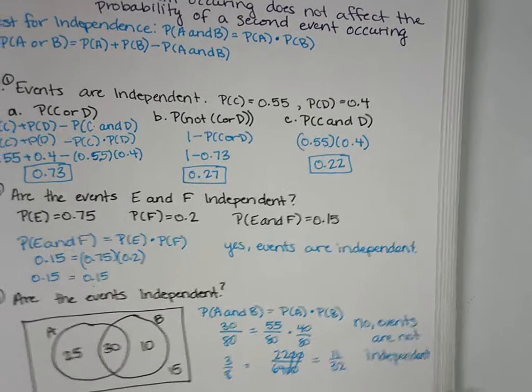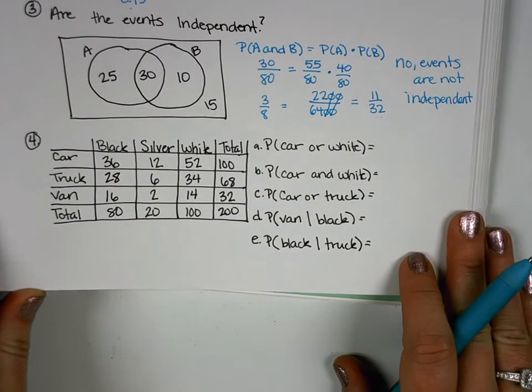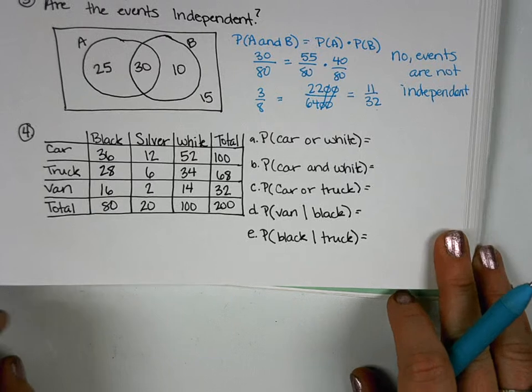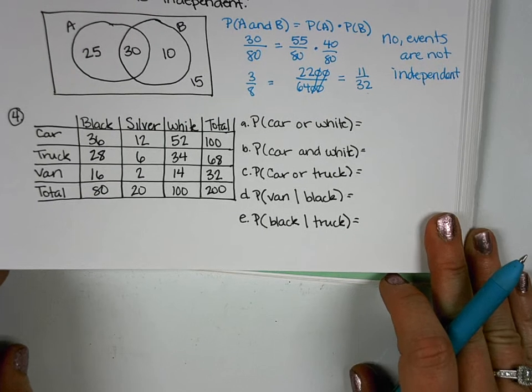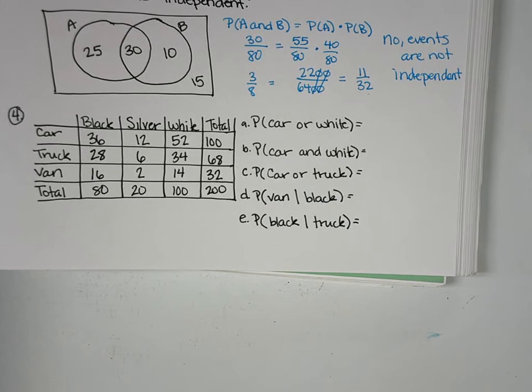Okay, last example. And this last one is what you're going to be doing a lot of when it comes to independence. Do you guys all know how to read a table? Okay. So we're just going to practice reading this table real quick.